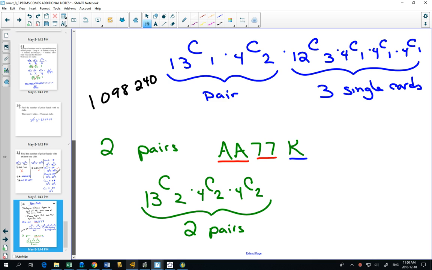What haven't we counted yet? Our single card that goes with them. How many types are left? 11. And we just need to choose one more of them. Say you chose your kings. There's 4 kings. You need to choose which king. This would be a single card.